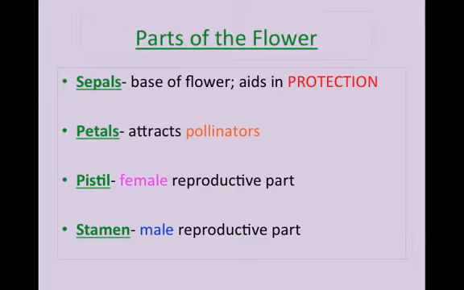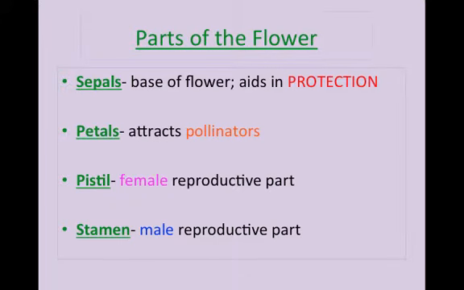So now we looked at the parts of the plant and the flower included. Now we're going to go a little deeper and look at the parts of the actual flower. So there's 4 parts of the flower, and we're going to go into the sepals, petals, pistil, and stamen. So the sepals are at the base of the flower, and they aid in protection. The petals, those are what attracts pollinators. So think the petals of the flower are bright. So that's what attracts your bees, your wasps, anything that pollinates a flower.